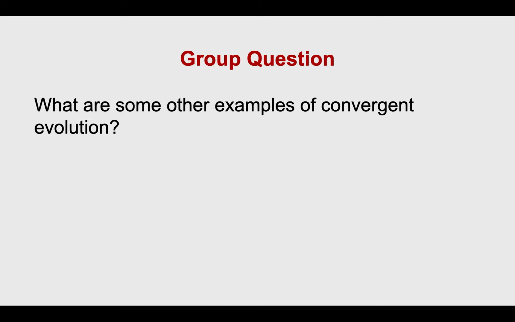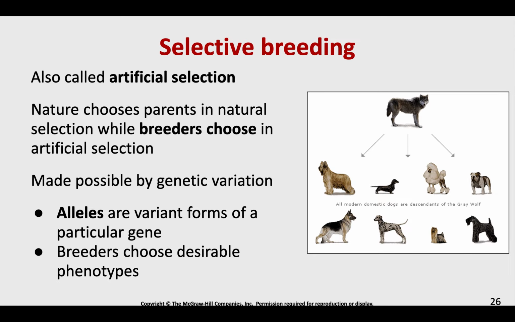Good. All right, so great examples of convergent evolution here. So let's move on to some other empirical evidence for natural selection.